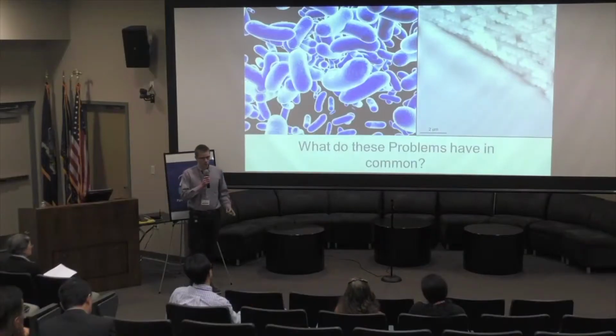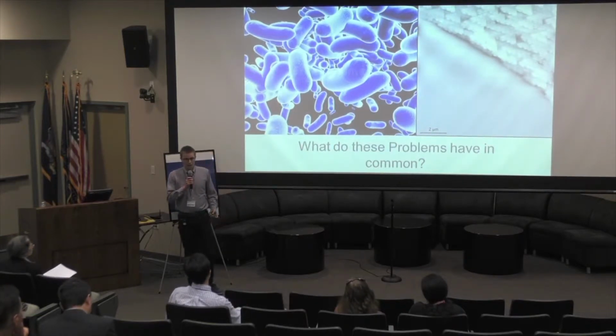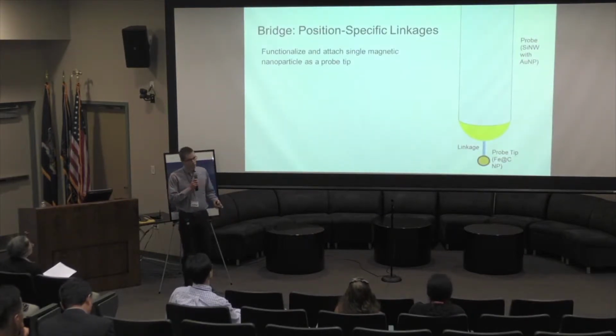So I've just told you about two very different problems, maybe that you have differing levels of familiarity with. The question then remains, what do these have in common? Why would I bring them together? And the answer is the motivation of this talk, which I call a position-specific linkage, or a position-specific attachment of a nanoscale sample. The model problem I'll be discussing here is attaching a tiny tip to a slightly larger tip so that we have better spatially resolved magnetometry.